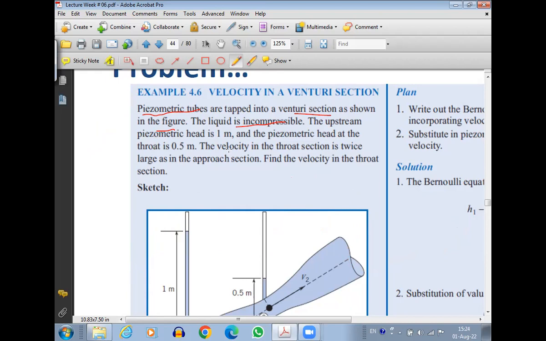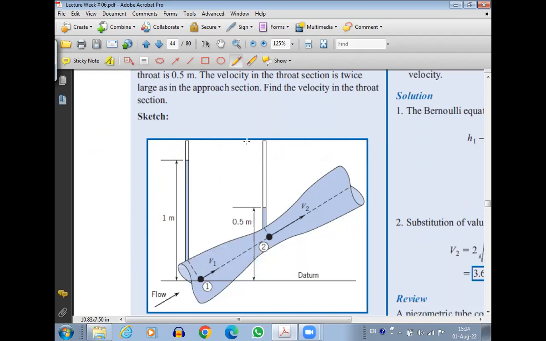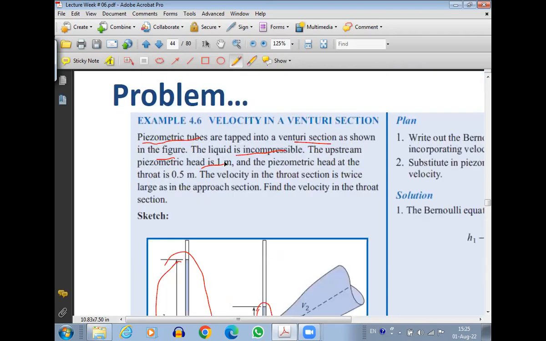So, the upstream piezometric head. Upstream piezometric head means this is a Venturi, and it is shown that the fluid is flowing like this. So the piezometric head here, earlier in the flow, is upstream. The upstream piezometric head is 1 meter, and the throat would then be the downstream because the fluid is moving in this direction. So here, the upstream piezometric head is 1 meter, and the piezometric head at the throat is 0.5 meter.